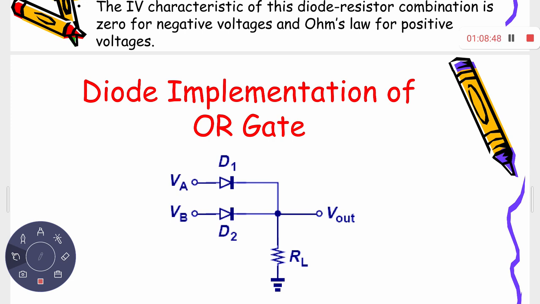if VA, assume that these diodes are ideal diodes, for example. Now if VA is just greater than zero, then this voltage will be reflected over there and that is connected to the output terminal. So for the time being, let's assume that anything greater than 0 is equivalent to logic state 1, and anything less than 0 is equivalent to logic state 0. Greater than 0 means logic level 1, less than 0 means logic level 0.